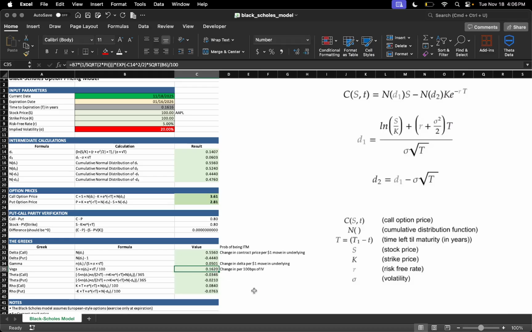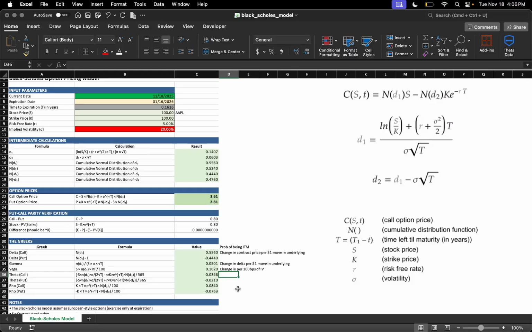So the contract price will go up by 16.2, excuse me, cents here if I change this by 100 basis points. So I'm just going to add 1% there. And it goes up by 16 cents. You see that? 61, 21, 77. There you go. Okay. So far, so good.